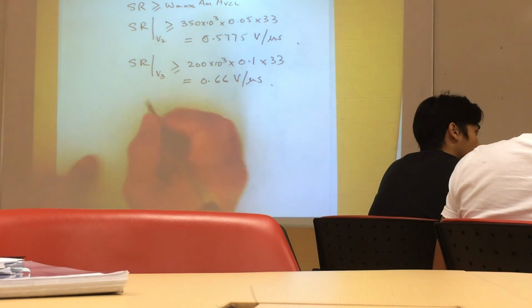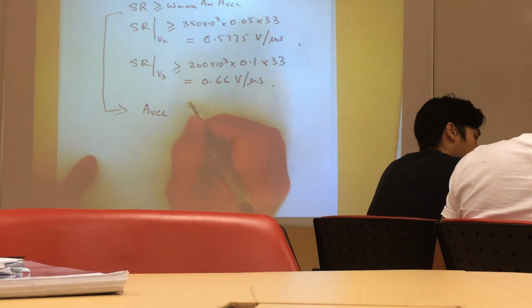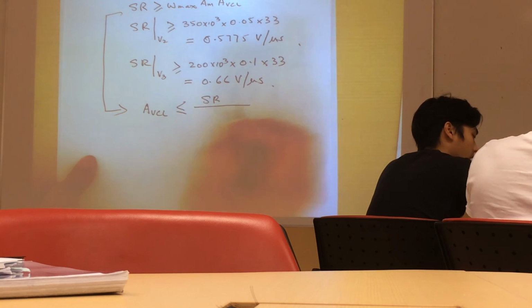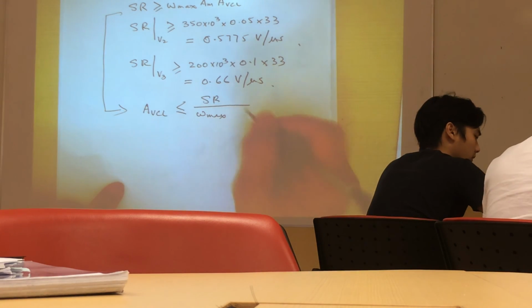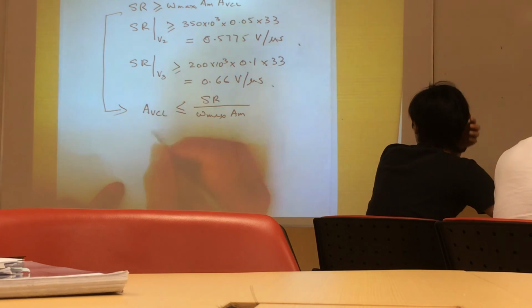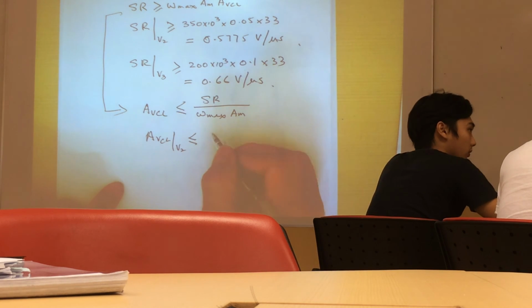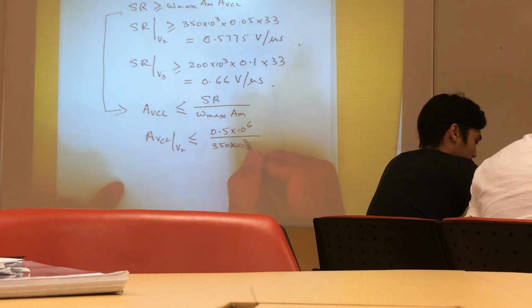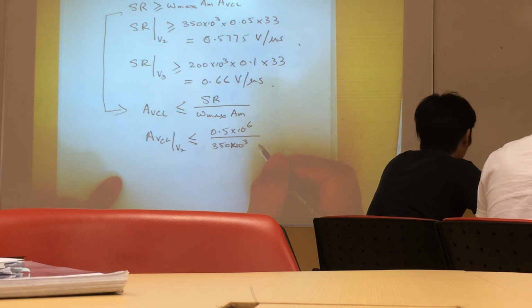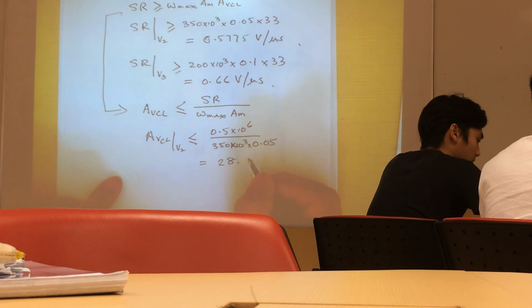Okay? What about gain? So using the same equation, you can bring out the gain, and therefore the gain must be smaller or equal to the slew rate divided by the maximum frequency that is being used by the four signals, and then the amplitude as well. So for the gain that is required for the second signal, it must be smaller than 0.5 times 10 to the 6 divided by the frequency, which is 350K, multiplied by the input amplitude, which is 0.05, and this works out to be 28.57.